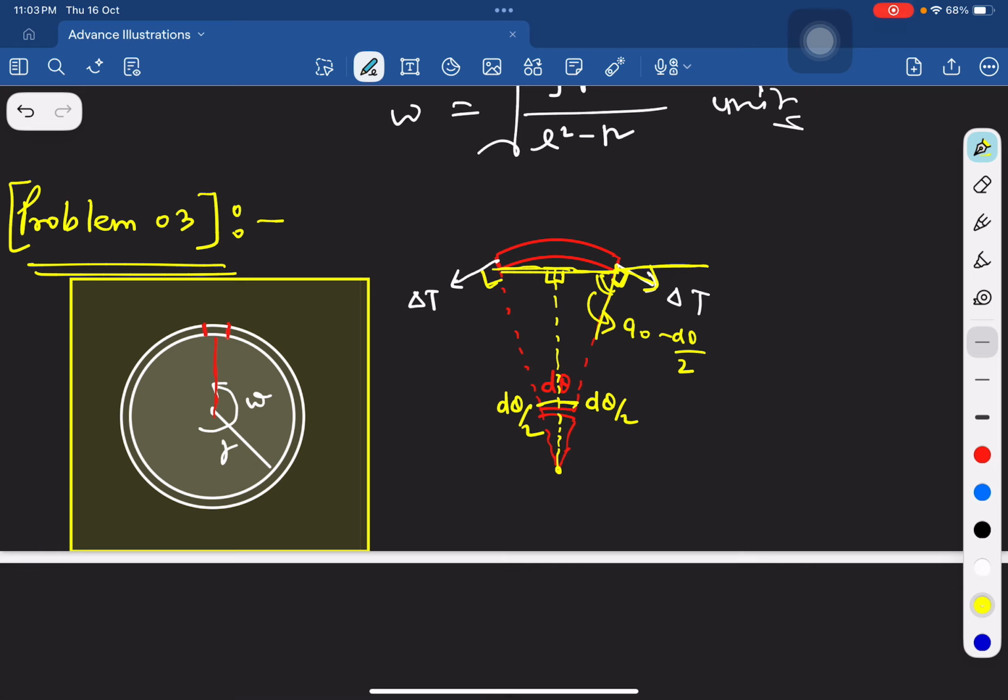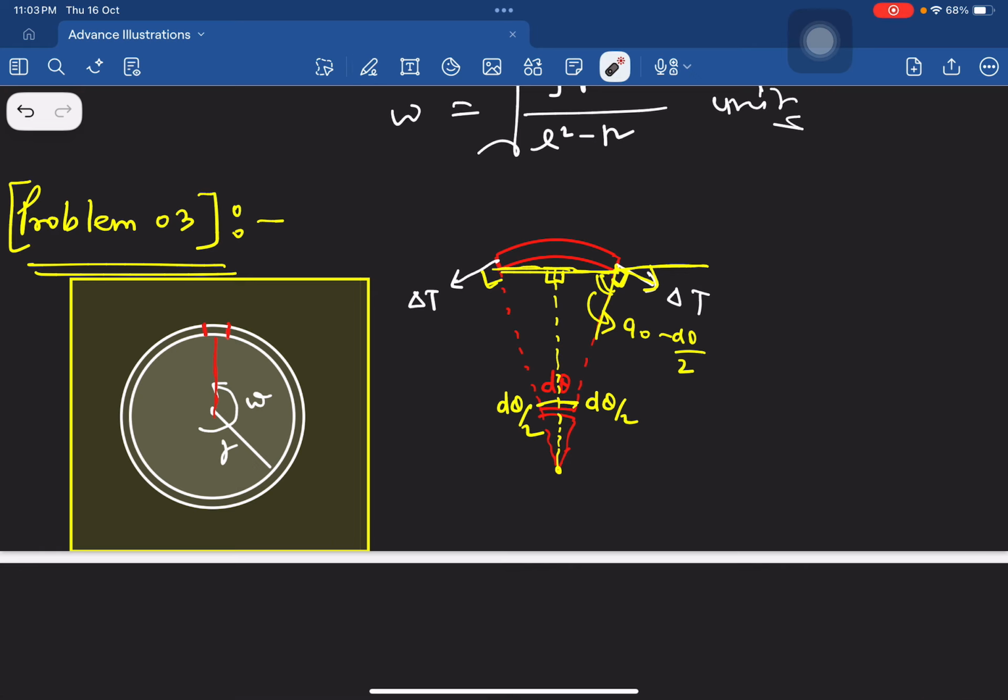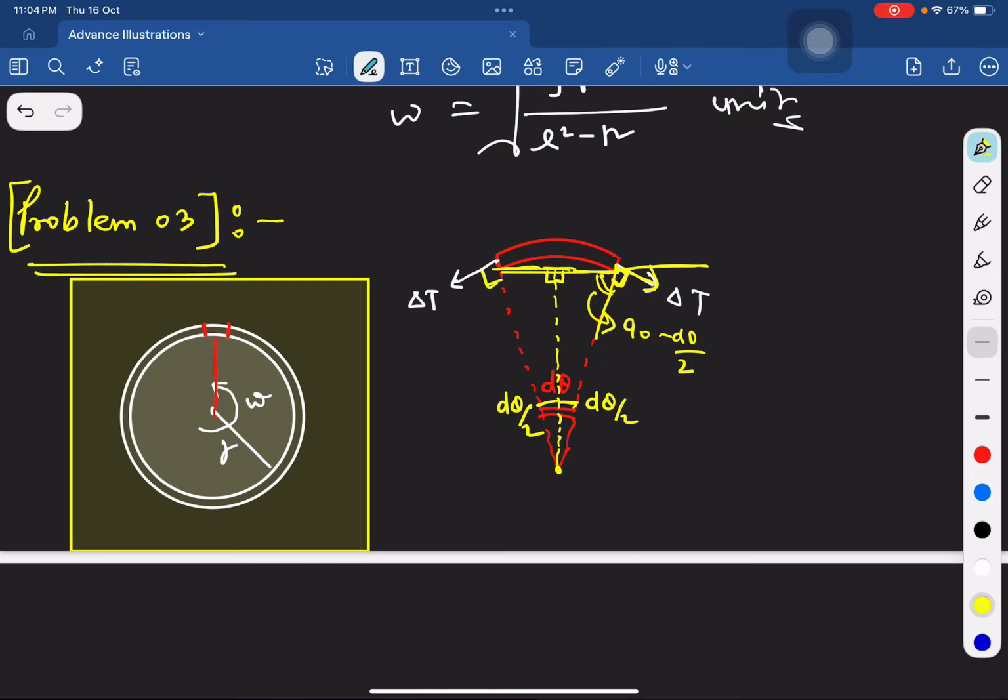Now if you see, guys, this is 90 minus d theta by 2, this is 90. So guys, this will be d theta by 2. I hope you're getting my point, because this is 180 degrees. So if this is 90 minus d theta by 2 and this is 90, this will be d theta by 2. So here this angle will be d theta by 2. By symmetry, I can say this angle will also be d theta by 2.